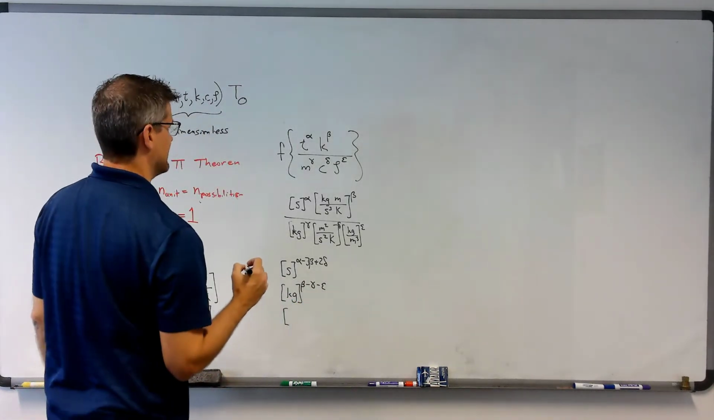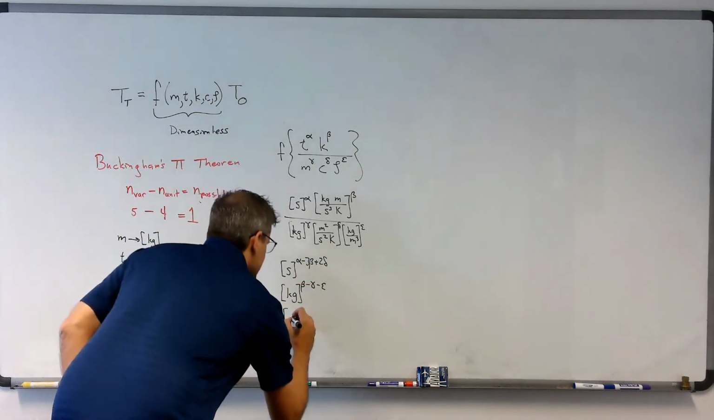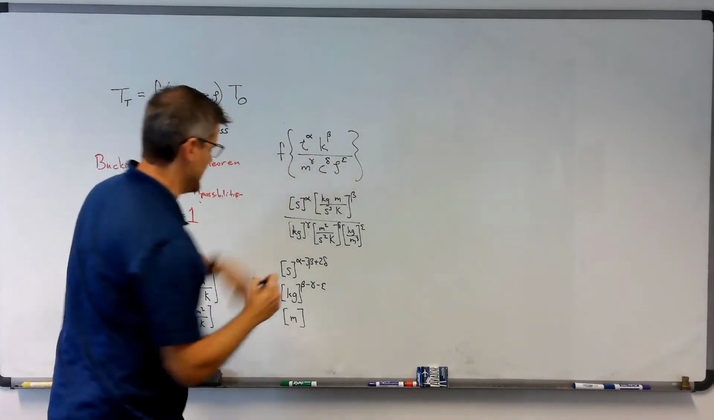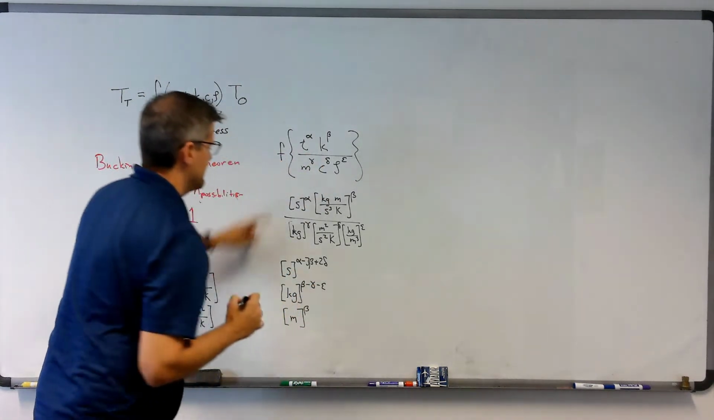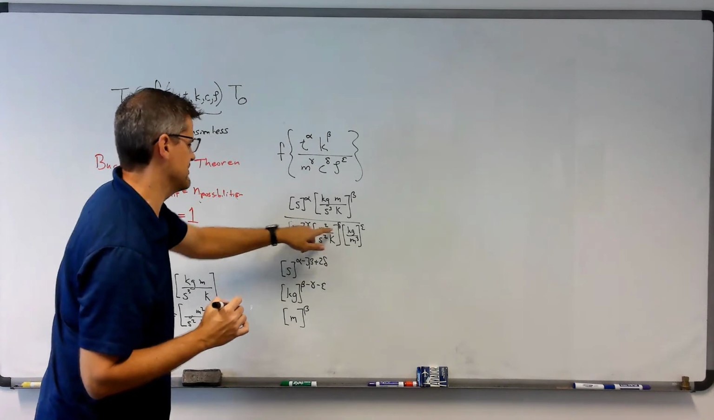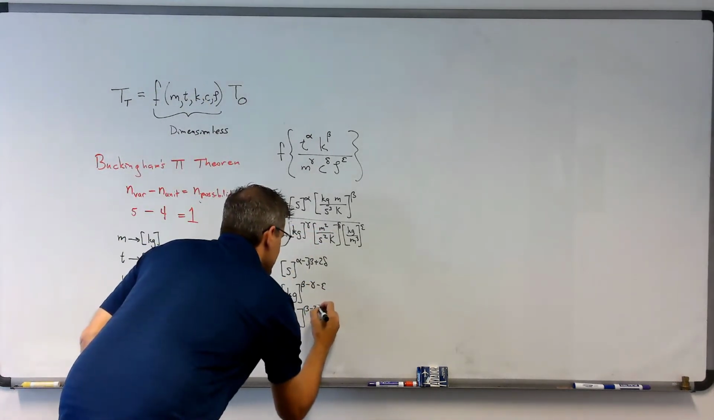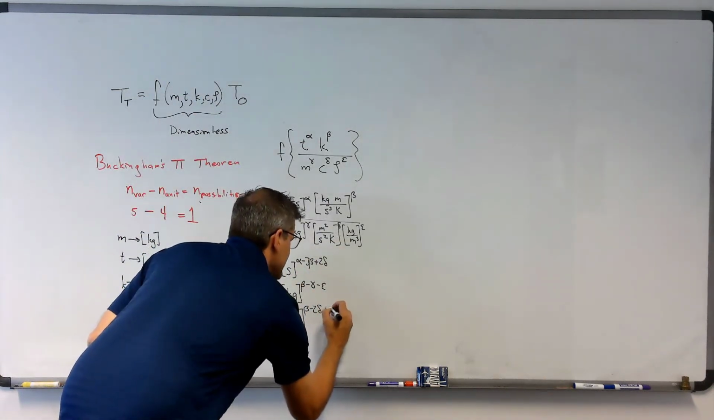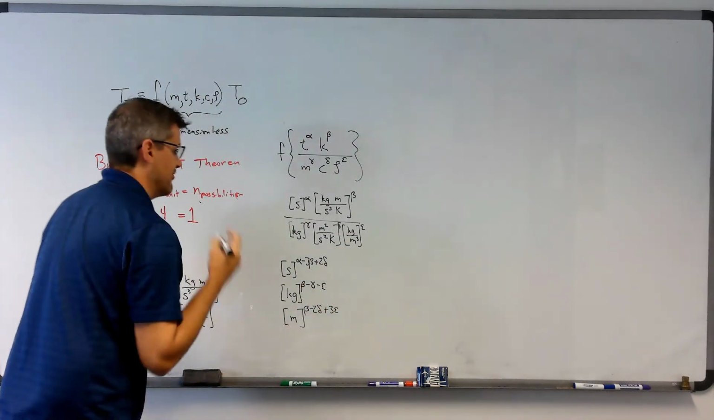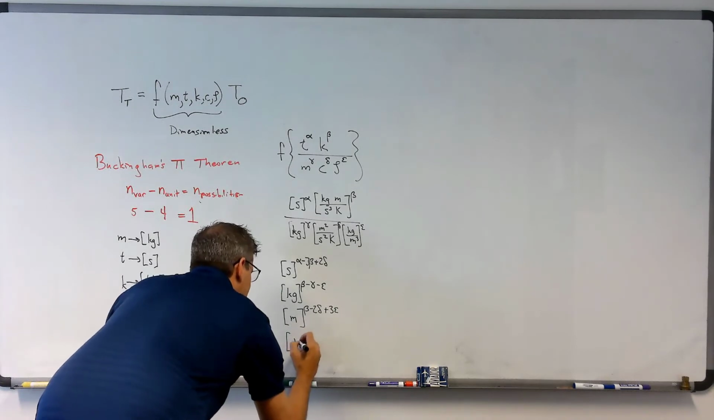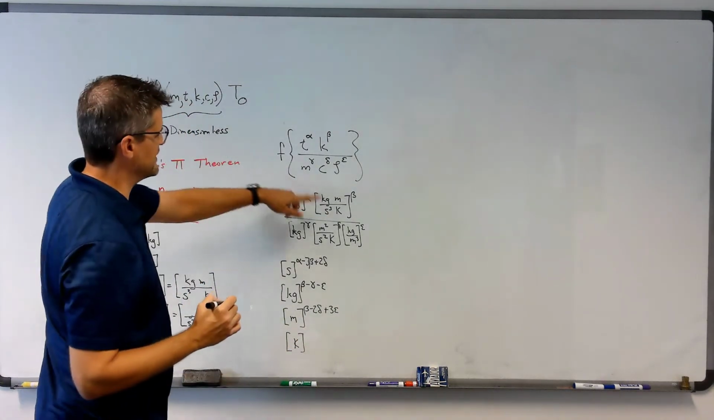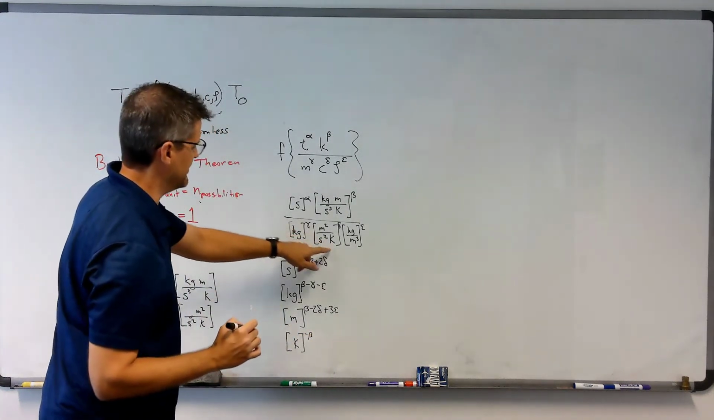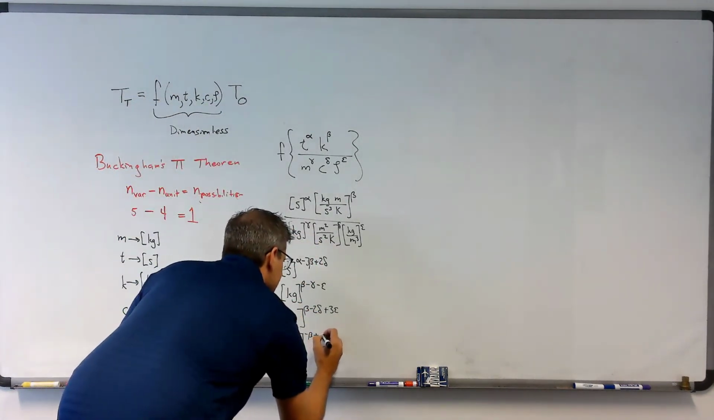What's next? Let's do meters next. So we've got meters to the beta. We have meters to the minus 2 delta. And we have meters to the plus 3 epsilon. And finally, we have Kelvin. And looking at my expression, I have Kelvin to the minus beta. And I have Kelvin to the plus delta.